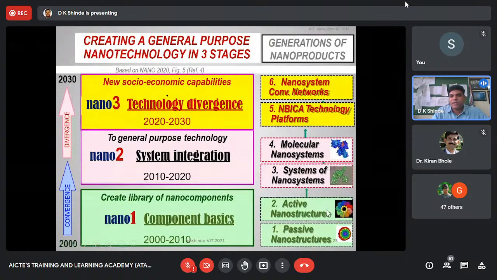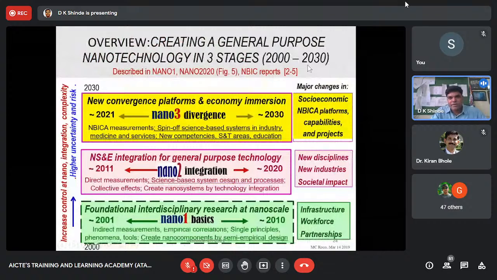Passive nanostructures, active nanostructures came in the first nano 1, nano 2 system of nanosystems, molecular nanosystems, and then technology which are coming through the integration of all the available material and structured material. So nanotechnology convergence is going on to produce the generation of new nano products which will be coming in this 2030s decade. So what was required in this case was infrastructure, workforce came, and then discipline and new industries and societal impact happened.